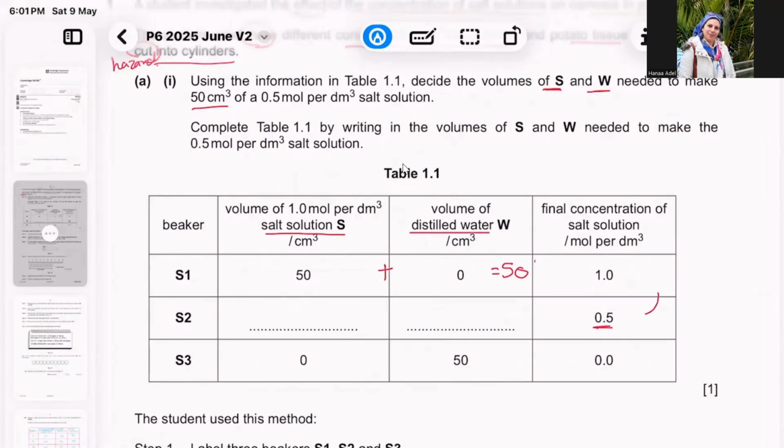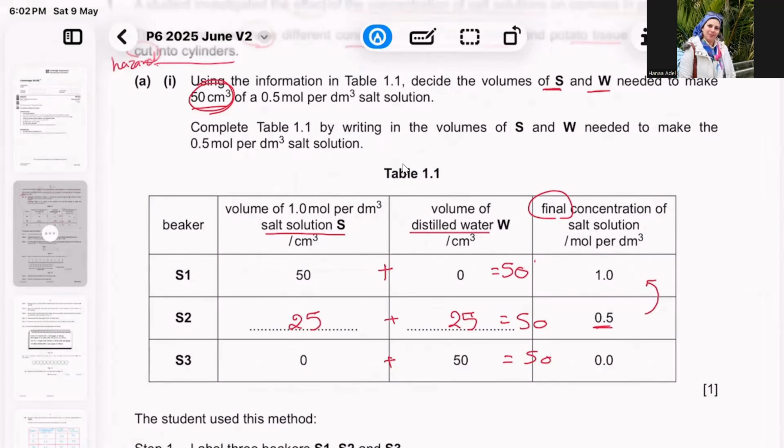So you have to know that this is 1 and 0.5 is the half of it. How can we make it diluted to the half? So we will take 25 cubic centimeters of salt solution with 25 cubic centimeters of distilled water to make a total of 50 cubic centimeters of total volume, with half the concentration of the salt solution at the end, which is the final one. And the last one is 0 salt solution plus 50, which is equal to 50.